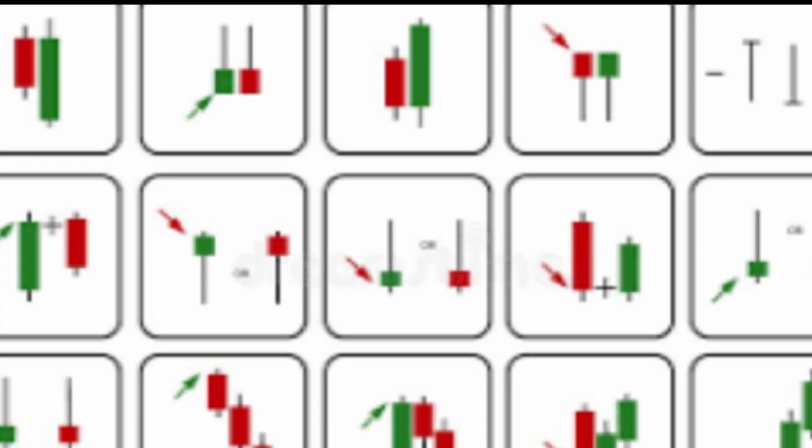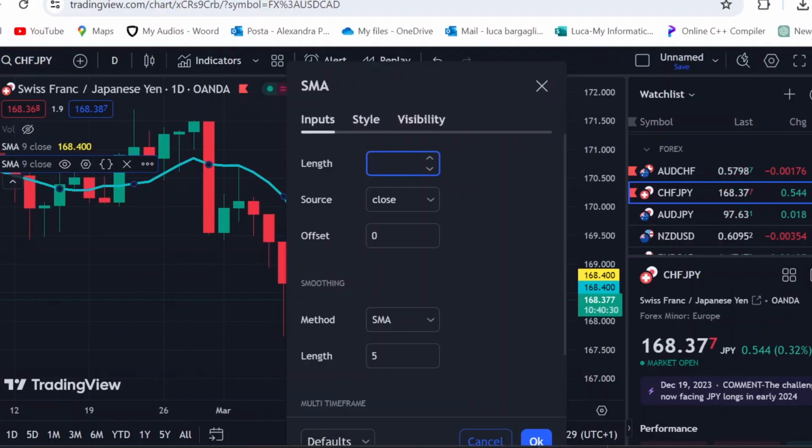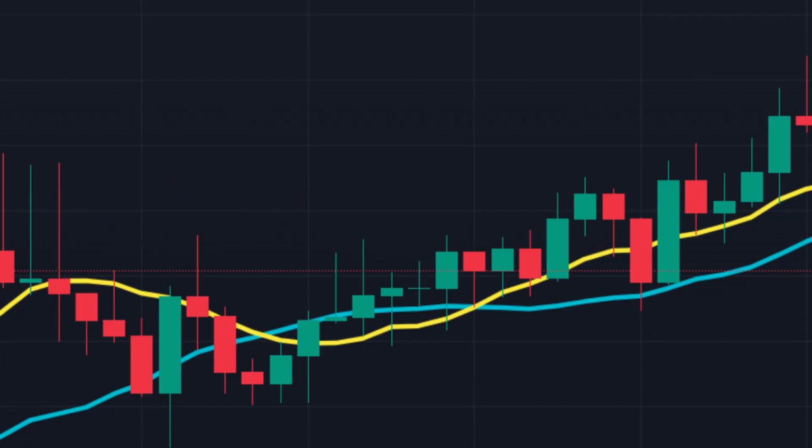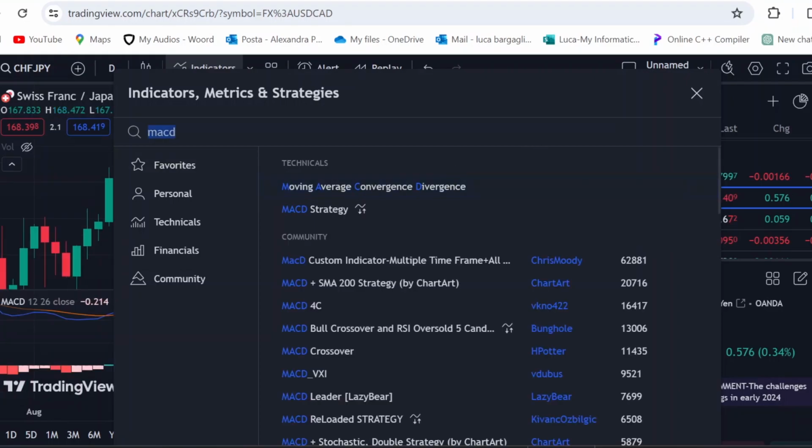The best pattern with this strategy is the bullish engulfing, traded on the daily on this pair, with one moving average of length 9 and the other with 105. The next strategy is like this one, but with the MACD. To add the MACD, type MACD here and add this one.